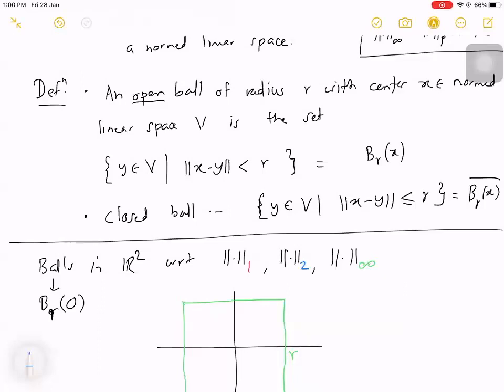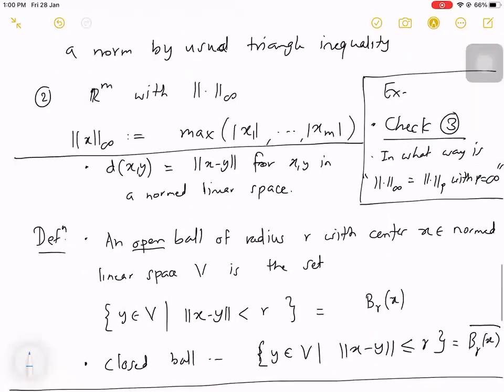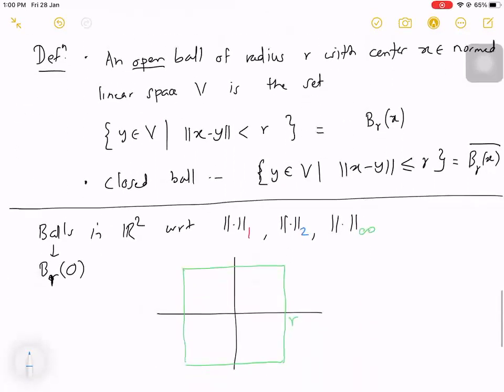But what is the length? The length is defined to be the maximum of the coordinates. That means the larger of the coordinates has to be less than or equal to r. So what this means is that your x coordinate also has to be less than r, and the y coordinate also has to be less than r. Because if either one of them is r or more, then the condition is not met. Yes, I get it now.